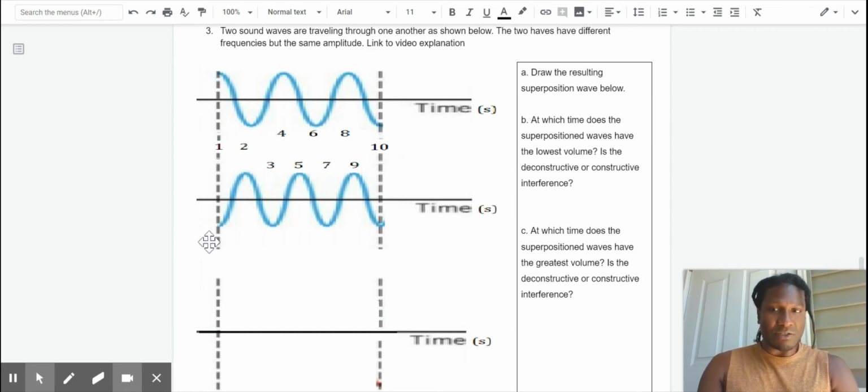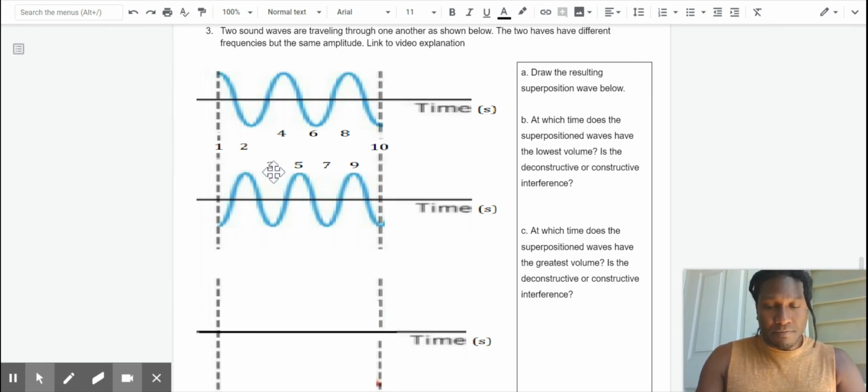My suggestion when you're trying to draw this is to make an X and Y axis so you can add up numbers. So at location 1, this has an amplitude of 1, and this has an amplitude of -1. When I add them together, I get 0. So my first point will be 0. Now at location 2, this is -1, this is 1. I add them together, I get 0.